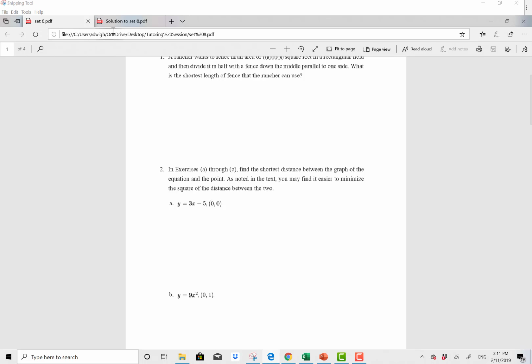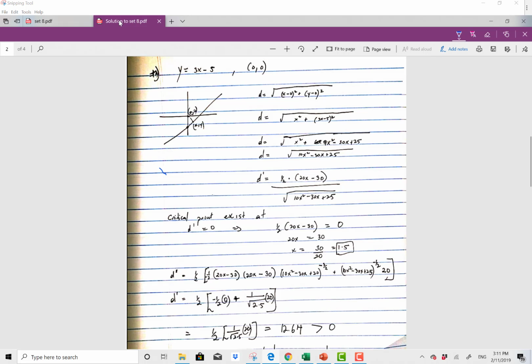All right, so if we look at number 2 again and go through the solution, we have y equal to minus 3x minus 5 as our equation, and we're trying to find the shortest distance from 0, 0. Now I'll do a rough sketch of what this graph would look like. Not sure if this is exactly what the graph looks like, but it's a rough sketch. So now I want to minimize the distance from there to there.